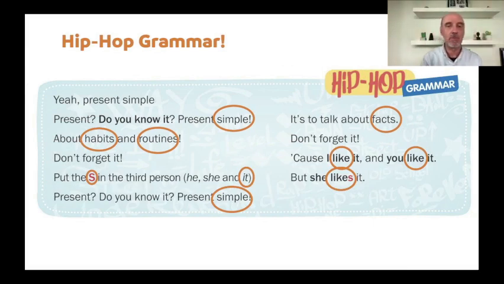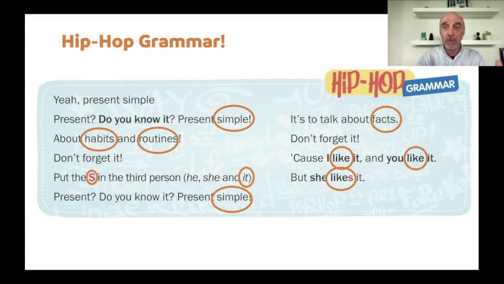Present, do you know it? Present Simple, habits, routines, S, the third person, he, she, and it, present, do you know it? Present simple, is to talk about facts, don't forget it, 'cause I like it, and you like it, but you likes it. Yeah.